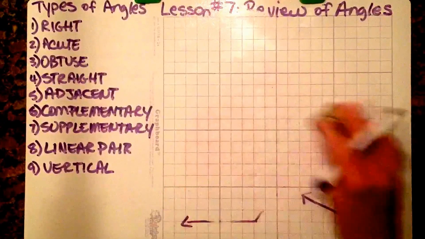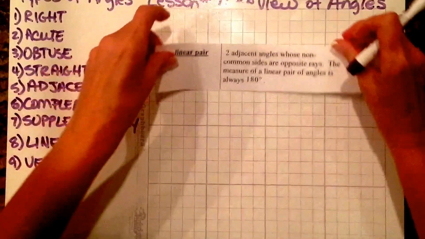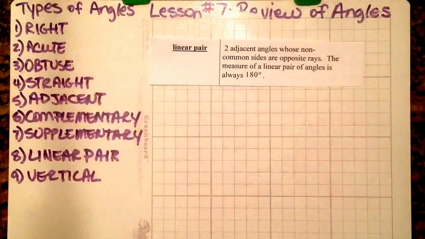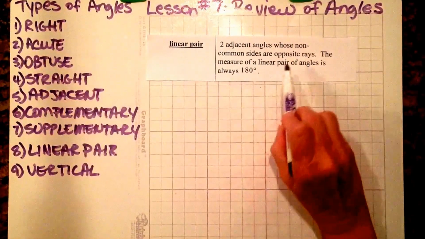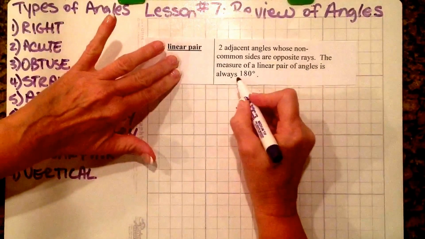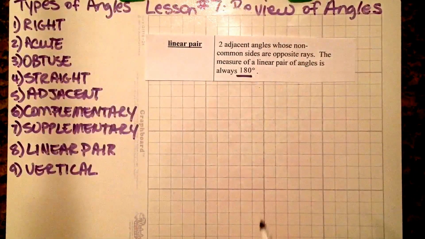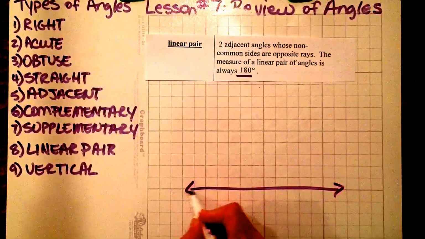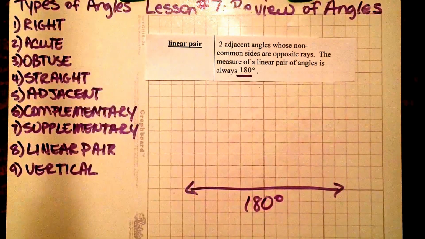Okay, working on down, we've got linear pair. This is used throughout the whole year, the concept of linear pair. There are two adjacent angles whose non-common sides are opposite rays. The measure of a linear pair is always 180 degrees. So, for example, a linear pair would be like a line. And we know a line, a straight angle, is 180 degrees.